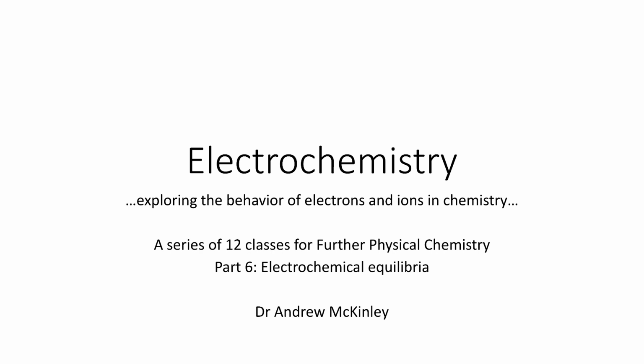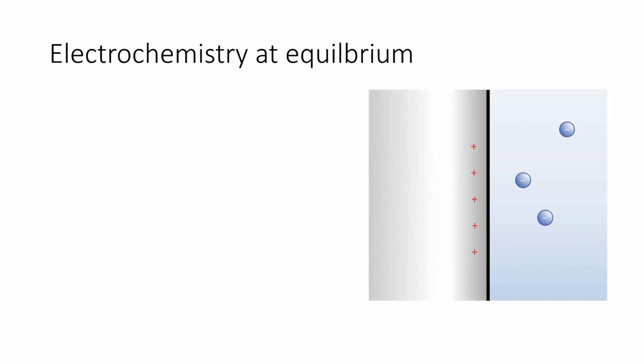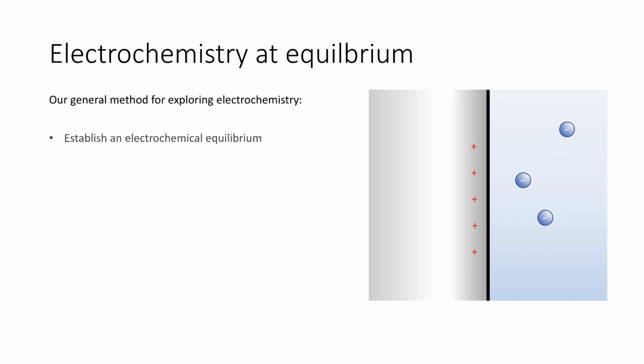In this session, we're going to be exploring what happens with electrochemical equilibria in electrochemical environments. So we're thinking about electrochemistry at equilibrium. Our general method for exploring electrochemistry is to consider what happens at these equilibria. So firstly, we establish this electrochemical equilibrium, and then we disturb this equilibrium by applying an external potential.